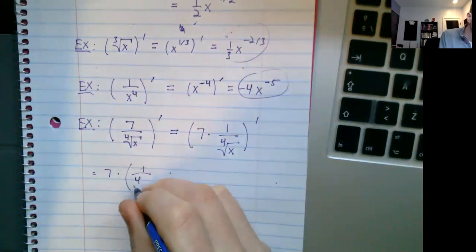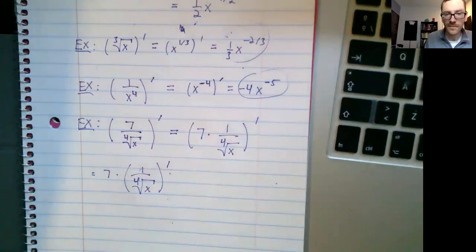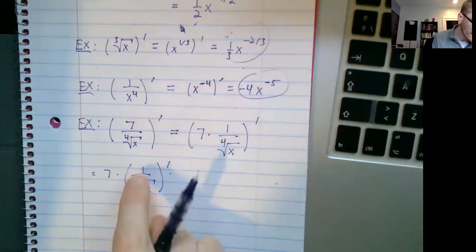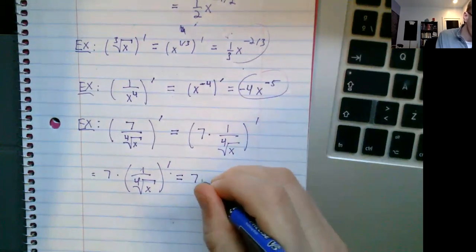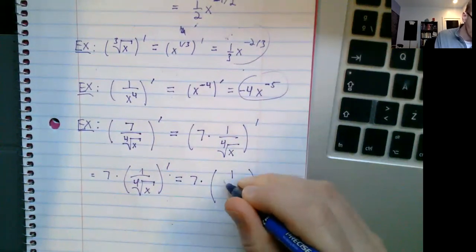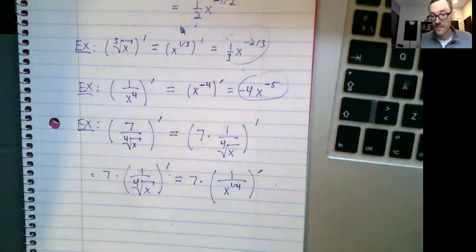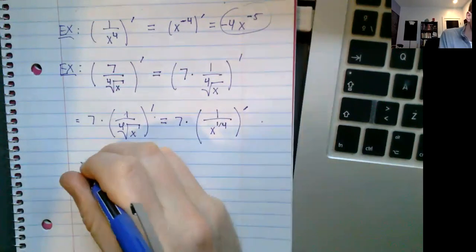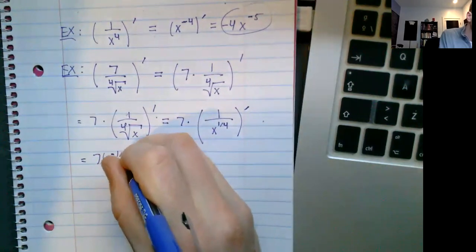So the 7 will just come along for the ride, and all I need to do is figure out the derivative of this portion here, right? And how can I figure out the derivative of this thing? Well, 1 over the 4th root of x can actually be written using a negative fractional exponent, okay? Because, first of all, maybe I'll do it in 2 steps. The 4th root of x is the same thing as x to the 1/4. And then 1 over x to the 1/4 is actually the same thing as x to the negative 1/4.